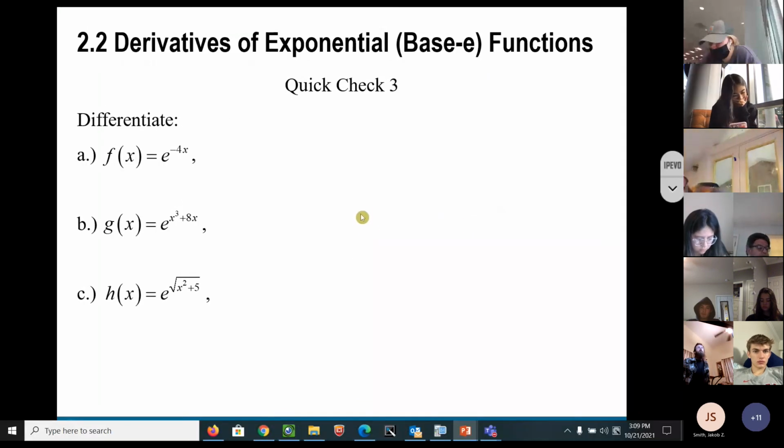Here's some more. And yes, I'm going to do these. Why am I doing all these e to the x's? Because guess which ones you'll miss on the test? The e to the x's.